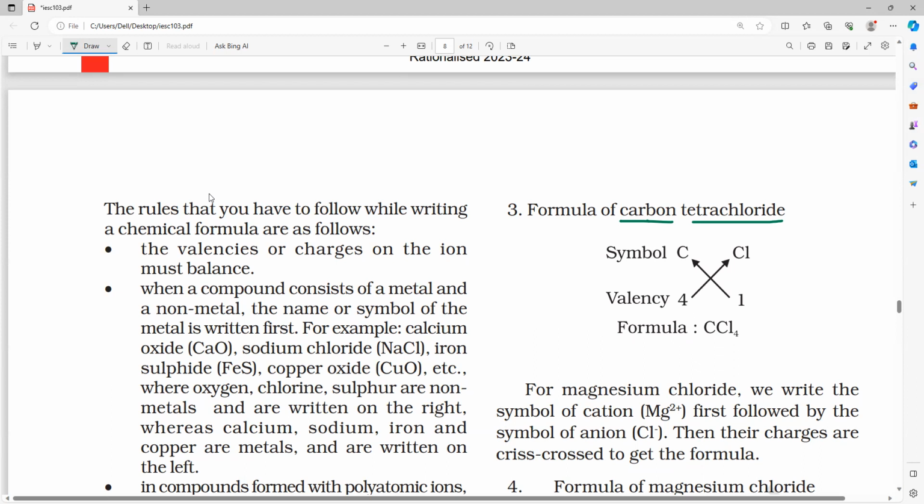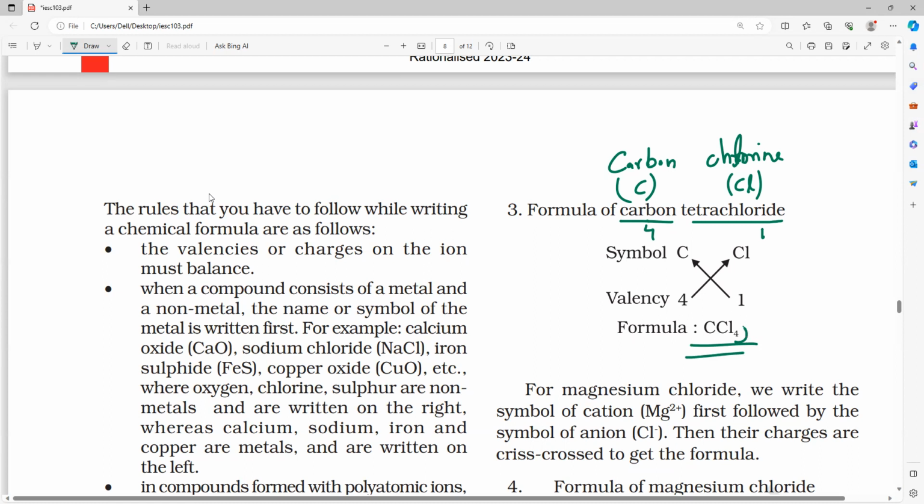Understanding? Clear? So what are the constituent atoms? Carbon and chlorine. Okay. So carbon is C, chlorine is Cl. Over. You can write the symbols. Carbon is 4, Cl is 1. Plus or minus not required. So if you exchange them, we get the compound. They have given us tetrachloride, sir.